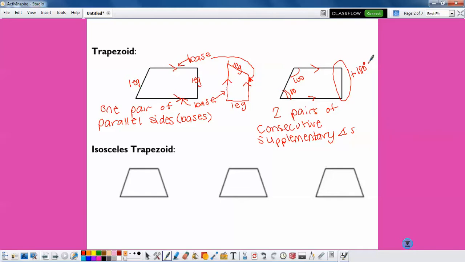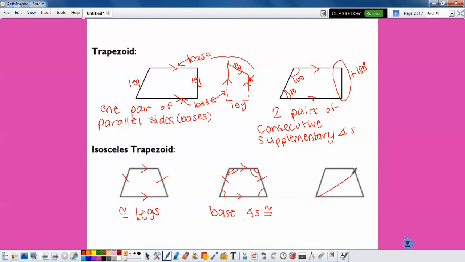Then there's a special type of trapezoid called the isosceles trapezoid. It still has bases that are parallel. However, the legs are congruent. So congruent legs. In an isosceles trapezoid, the base angles are congruent, meaning the angles touching the same base. So this angle and this angle are congruent. This angle and this angle are congruent.